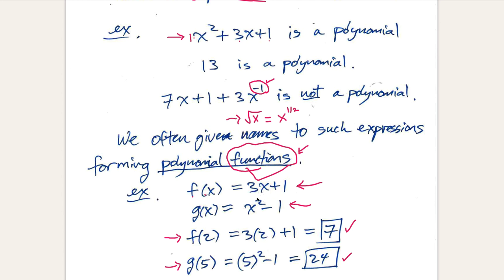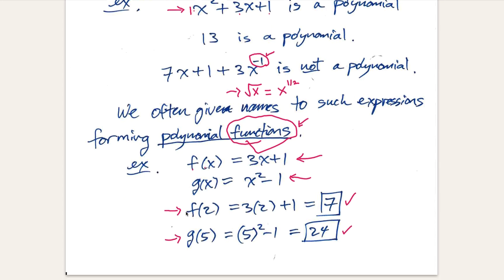You can see that's a polynomial. g of x is x squared minus 1. You can see the 3x plus 1 and the x squared minus 1 are both polynomials, so we would say f and g are polynomial functions. Now the thing about functions is we can do an evaluation. We would read like this: f of 2. What I'm simply doing is assigning the value 2 to x here. So I would say f of 2 is 3 times 2 plus 1, and that boils down to 7.